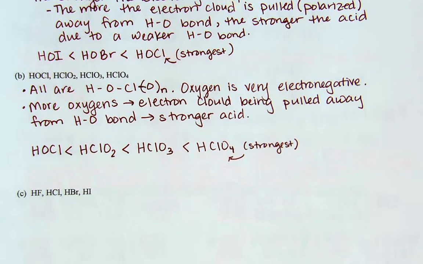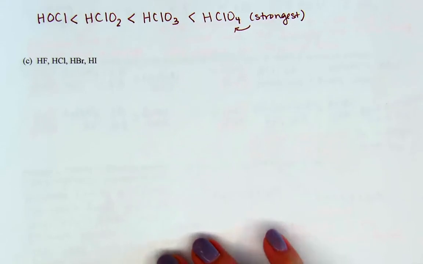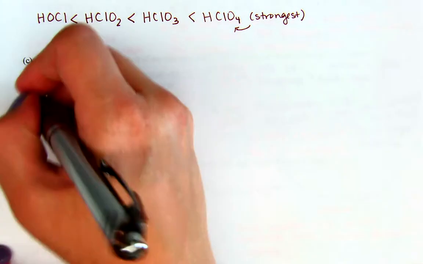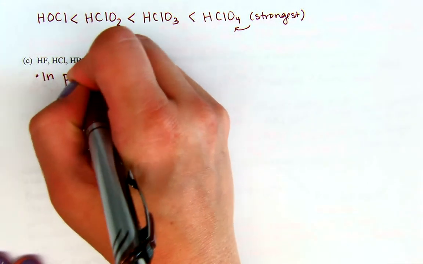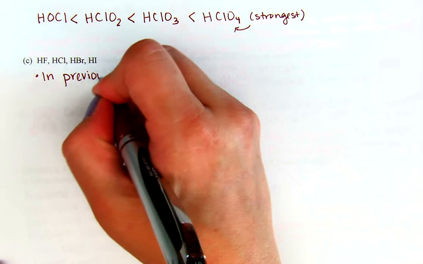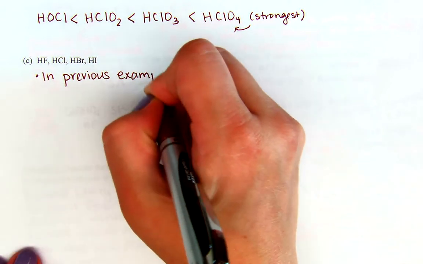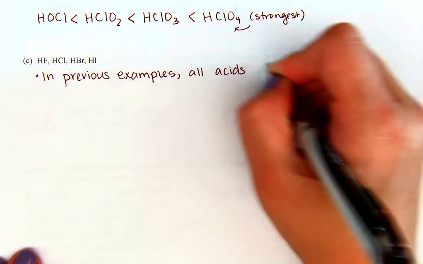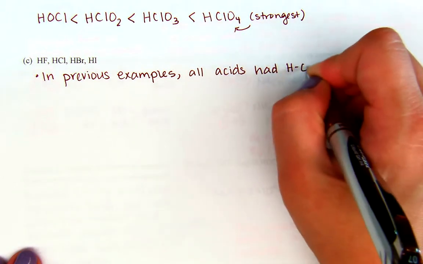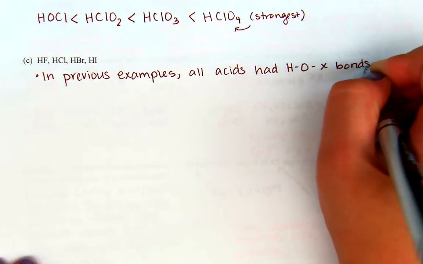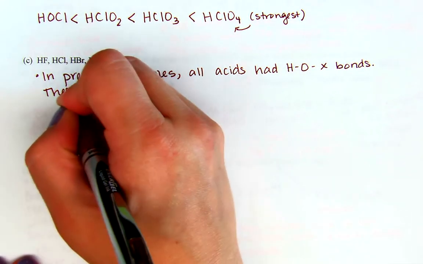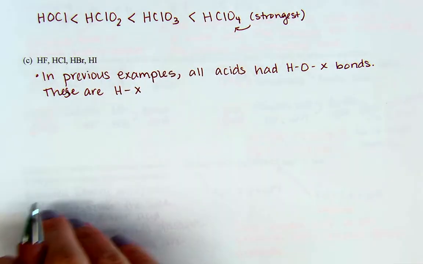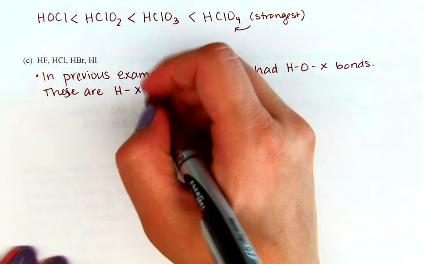Okay, looking at your last set, we don't have any oxygens here for the first time. We just have HF, HCl, HBr, HI. So in the previous examples, all the acids had HOX bonds. These are just HX. And since X is different with different electronegativity values, we have to look at them differently.